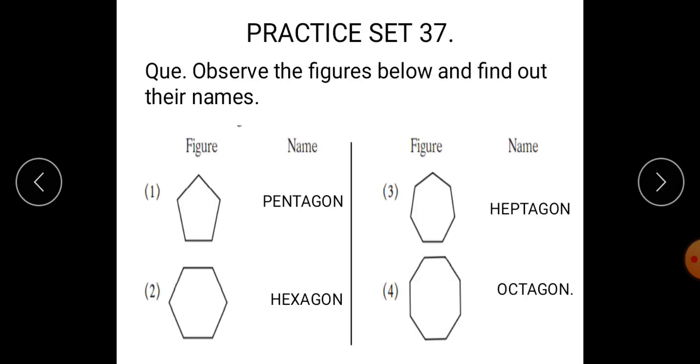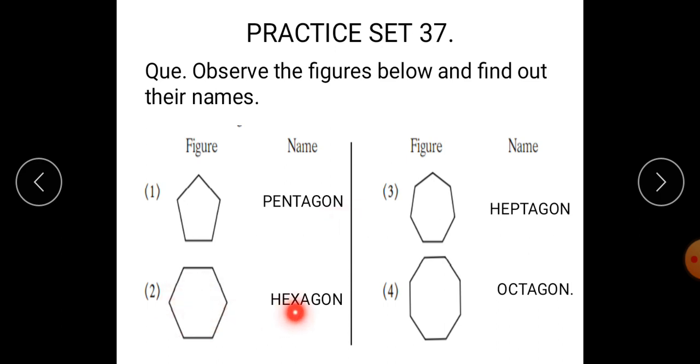Now, students, application part, practice set 37. Question number 1. Observe the figures below and find out their names. If you remember, a closed figure with three sides is called a triangle. A closed figure with four sides is called a quadrilateral. A closed figure with five sides is called a pentagon.